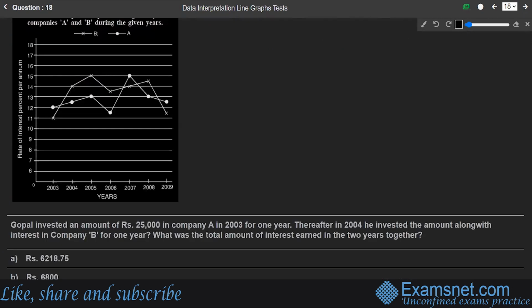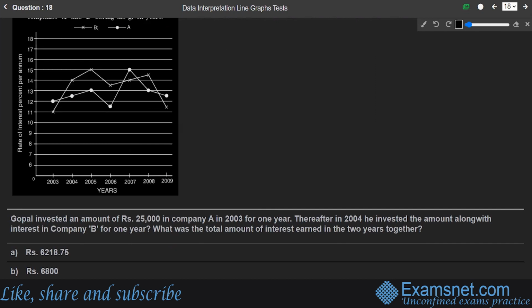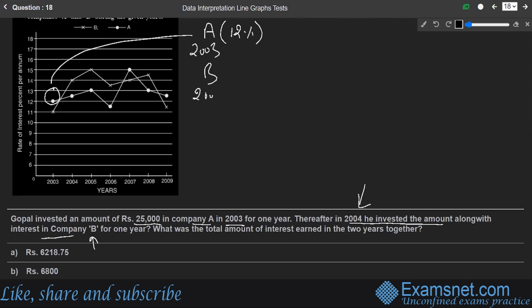Now, for the same line graphs, we are supposed to answer a different question. The question says, Gopal invested an amount of 25,000 in company A in 2003. So let us see what was the interest offered by company A in 2003. In 2003, the interest offered was 12%. So we can write it here. A was offering a 12% rate of interest in 2003, and thereafter in 2004 he invested the amount along with interest in company B. So what was the interest offered by company B in 2004? This was in 2003. So company B in 2004 was offering how much?